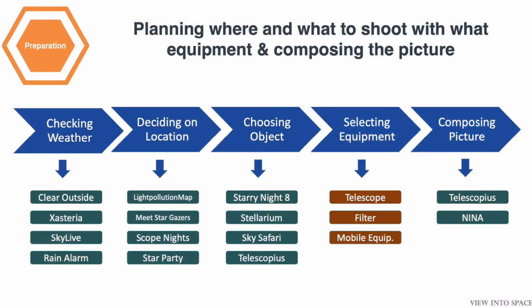So preparation is the step which can be done anytime before we really start the shooting. It is the phase where we check when we can shoot, where we want to go, what we want to shoot, and that we really compose a nice picture in our mind so that we really know how the end result should look like. So the first thing we have to figure out is when we can shoot.